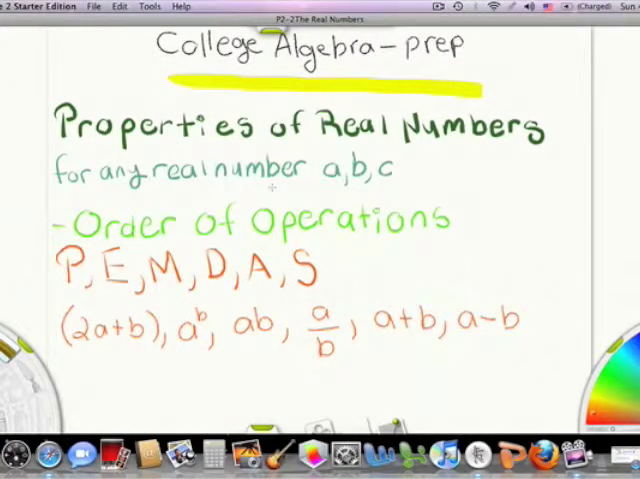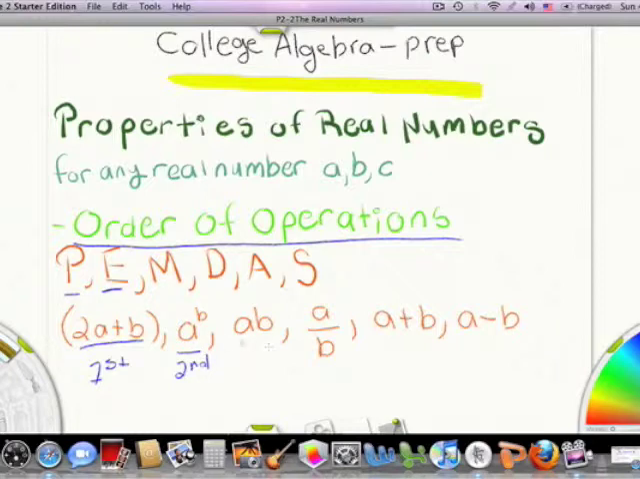Okay, and before we get into our next properties, let's look at the order of operations. What the order of operations is saying is, if you have parentheses in your equation, whatever's inside of the parentheses, you're going to do first. If there's an exponent in your algebraic equation, you're going to do this second. Multiplication, you're going to do this third. Division, you're going to do this fourth. Addition, you're going to do this fifth. And subtraction, you're going to do this sixth.